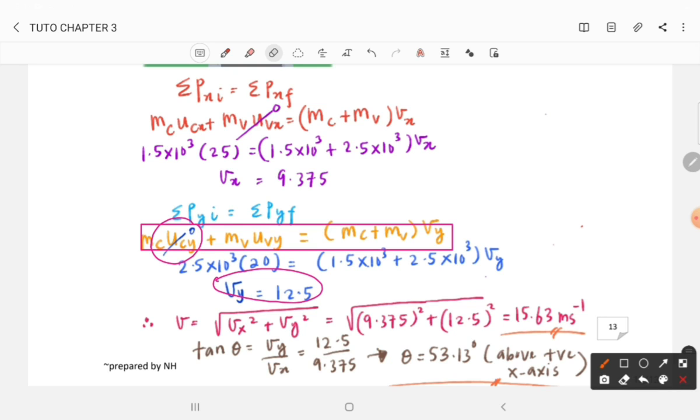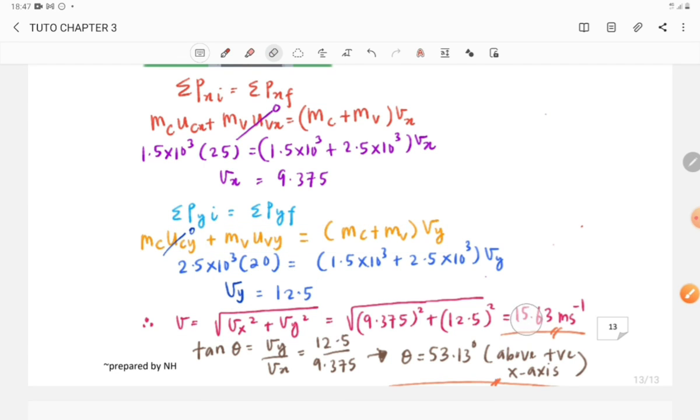And to get the magnitude of V, remember you can use the Pythagoras theorem. Since our V is actually the hypotenuse of Vx and Vy, use the Pythagoras theorem, which is the square root of Vx squared plus Vy squared. Substitute all the values for Vx and Vy. And finally, you will get the magnitude of V after the wreckage is 15.63 meter per second.